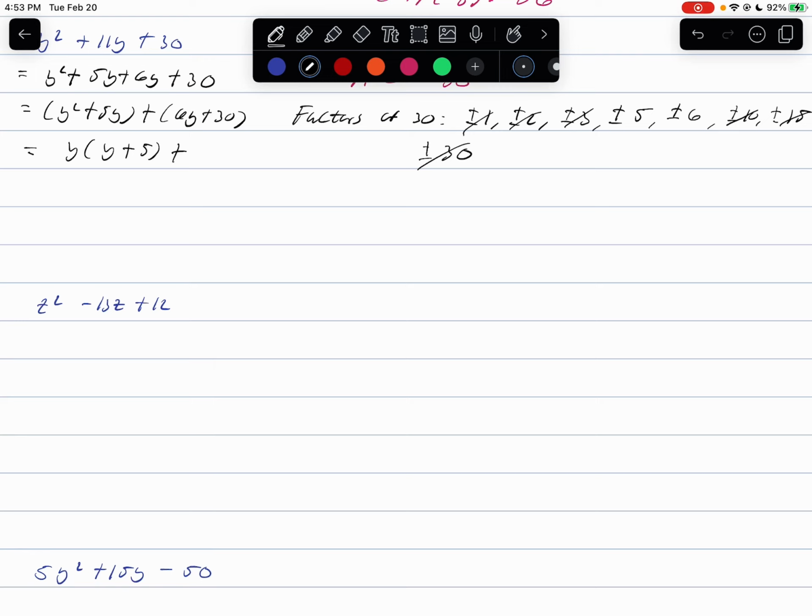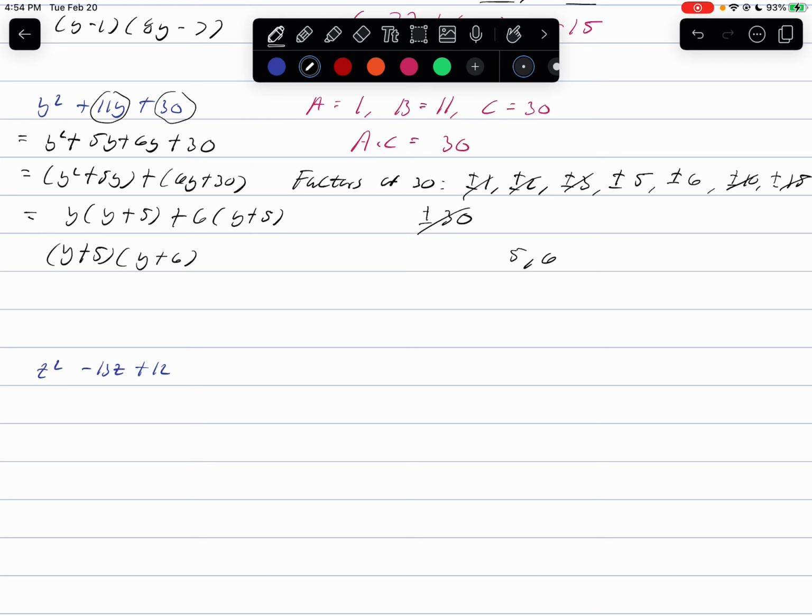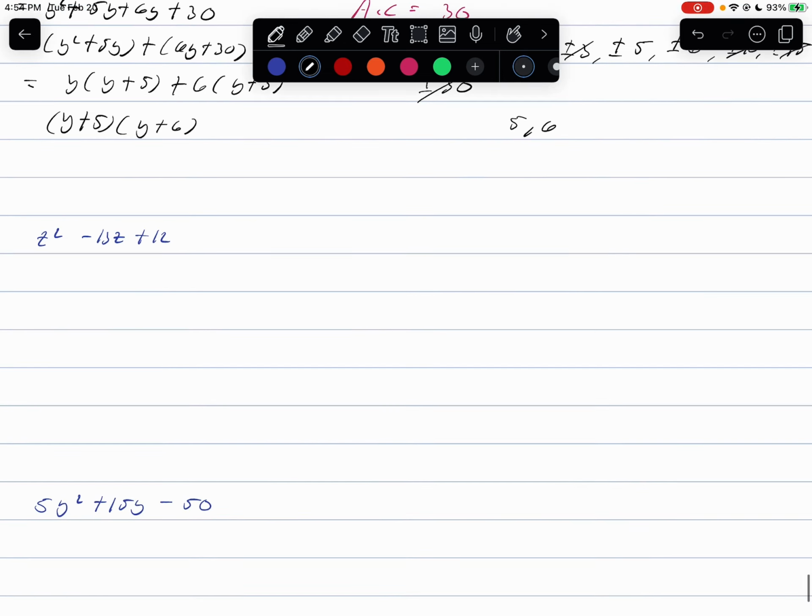So we also have a much nicer way of doing this, because what you'll notice is that we picked 5 and 6 as our two terms, and we ended up with 5 and 6 here. So anytime you have a leading coefficient of 1 and you're able to do factoring this way, all you have to do is find two numbers that multiply together to give you 30 and add together to give you 11, and then you can write it as y plus the first number, times y plus the second number. So let's try this with this next example.